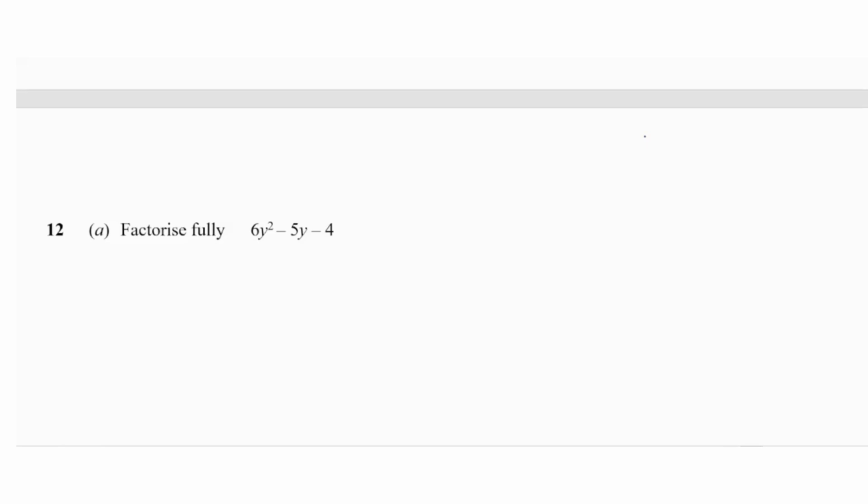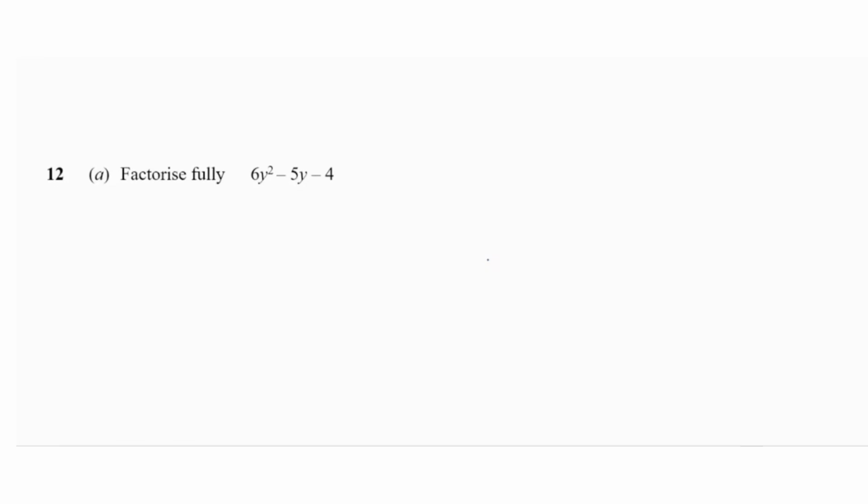Number 12 says factorize fully 6y squared minus 5y minus 4. How are we going to do this question? The simple rule is, we write down 6y in the bracket, 6y in the bracket, close, and then divided by this number, which is 6. This is our first step.